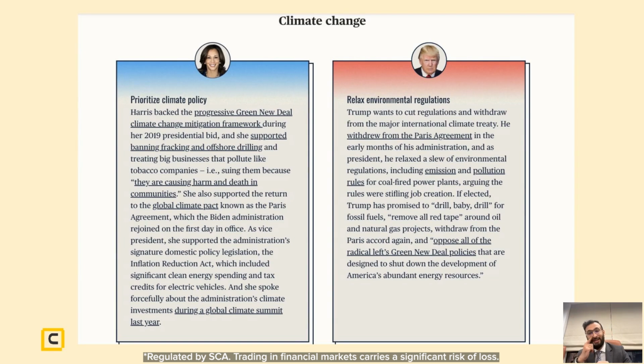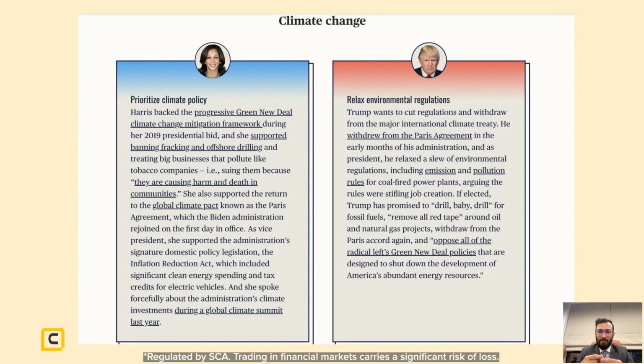He still feels that the environmental regulations put on the company should be relaxed. And he wants to cut down the regulations and withdraw from these international climate treaties. He did withdraw from the Paris Agreement in the early months of his administration. And the environmental regulations, which included emission and pollution controls for coal fired power plants, he did relax those regulations. And the argument was very simple, that jobs are not able to be created because the cost increases.